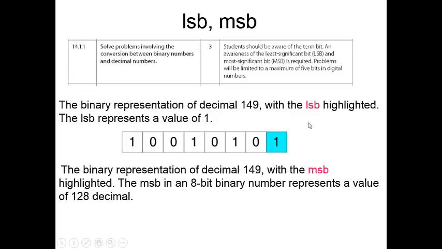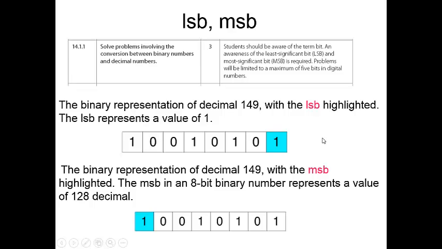Now, if I do the binary representation of 149, and this time I'm going to highlight the most significant bit. The most significant bit in an 8-bit binary number represents the value of 128 decimal. So that means it's the largest number which is shown in a binary number. So there's the most significant bit and the least significant bit.